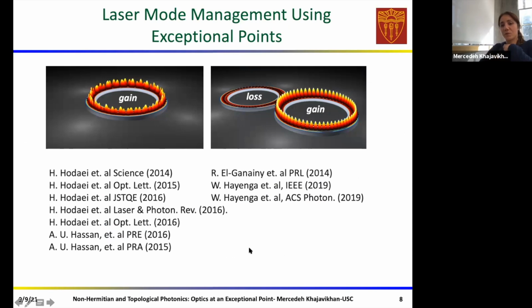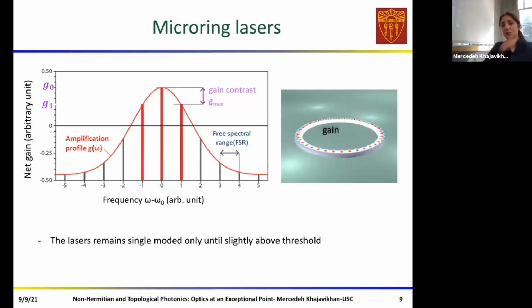These are a number of papers that we published over the years, and it's continuing. I didn't renew this slide. We have done a lot of work in this area, and these are some of the examples. To give you an idea of how we can use the threshold that PT symmetry breaking puts in the system as a way to control the modes of a laser, I will give you a little bit of background.